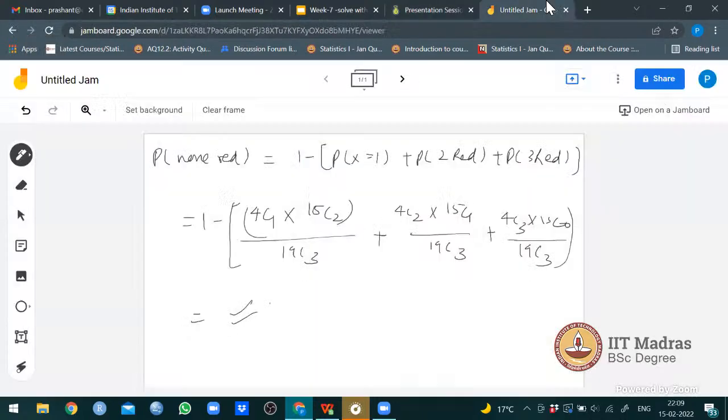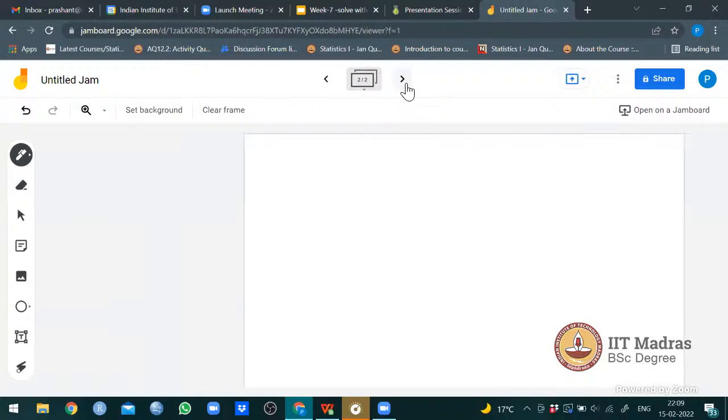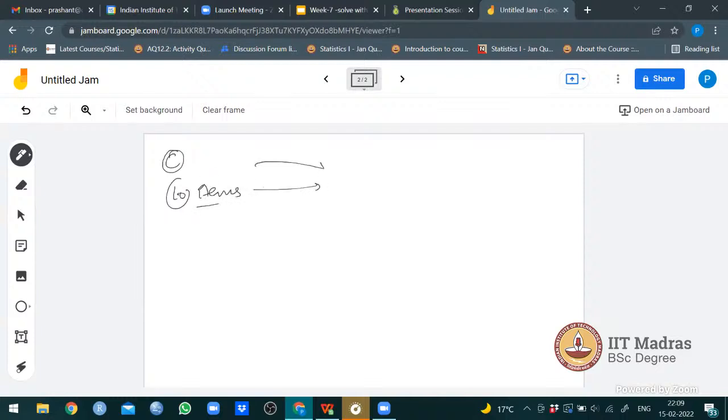But I can give you a quick review. Combination is something like this: suppose I have 10 items, and I say you have to select 2 items out of these 10 items. That means you have to choose 10C2. Any 2 items can be chosen out of these 10 items.